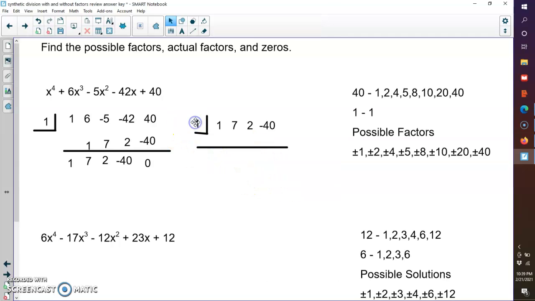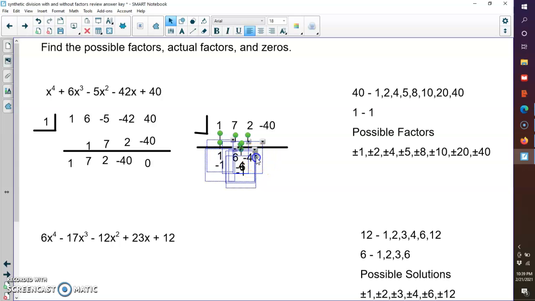All right, let's try that one again. Let's make it -1. Bring down the 1. 1 times -1 is -1. 7 and -1 is 6. 6 times -1 is -6. -6 and 2 is -4. -4 times -1 is 4. And that obviously does not give us a 0 either. So let's get those out of there. Okay, it does not work. So we do not need to try it again.